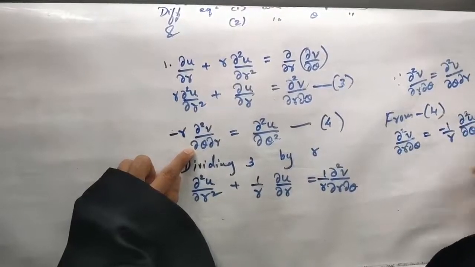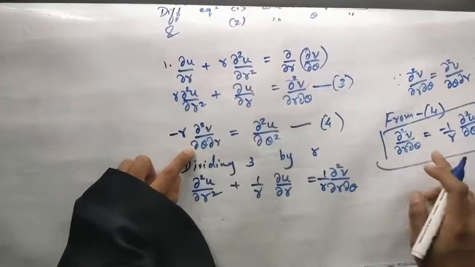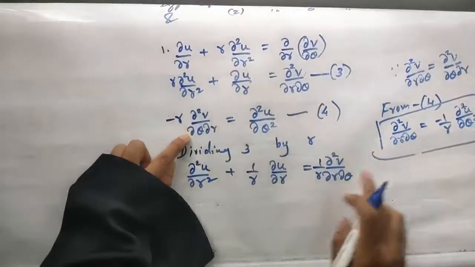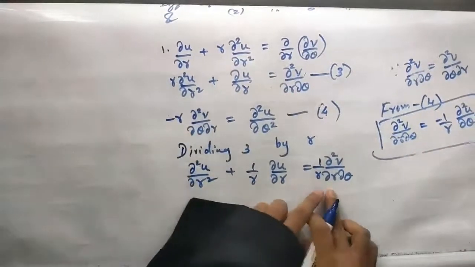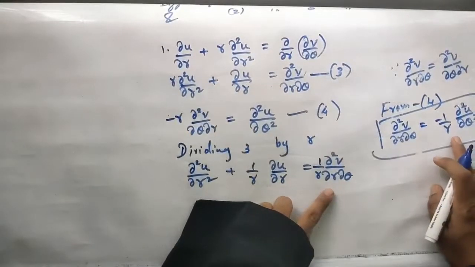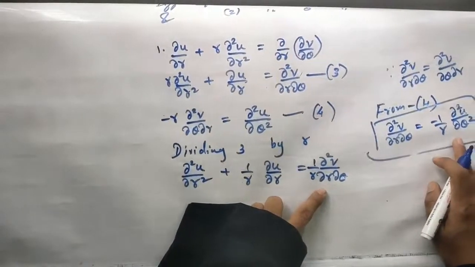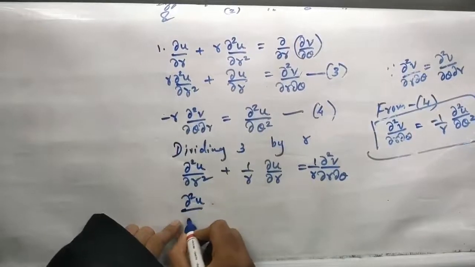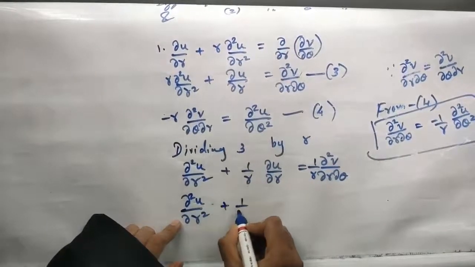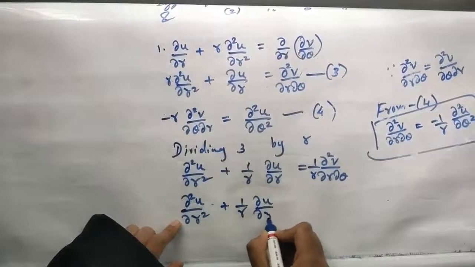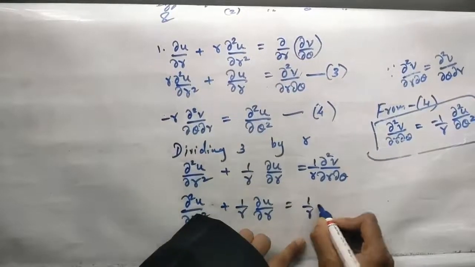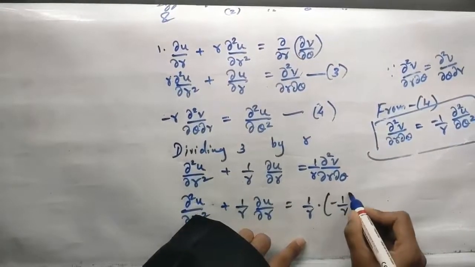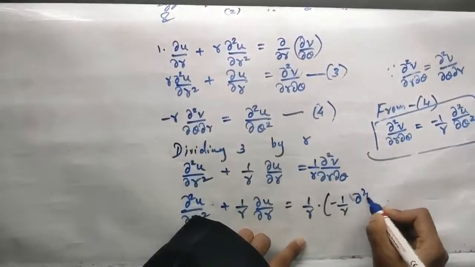What do you say? From equation 4 I can get this. So replace this ∂²v/∂r∂θ by minus 1 by r ∂²u/∂θ². So what do you get? You will get it as ∂²u/∂r² plus 1 by r ∂u/∂r is equals to 1 by r into minus 1 by r ∂²u/∂θ².